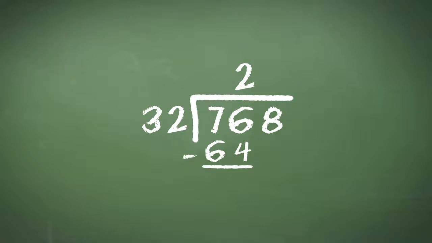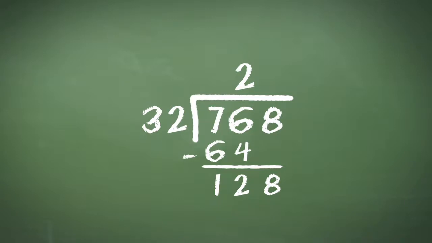We then subtract the 64 from the 76, which gives us 12, as 6 minus 4 is 2, and 7 minus 6 is 1. We then look at the 12 and see that 32 doesn't go into 12. We therefore need to bring down the 8 in the units column of the 768. Next, we need to work out how many times 32 goes into 128.